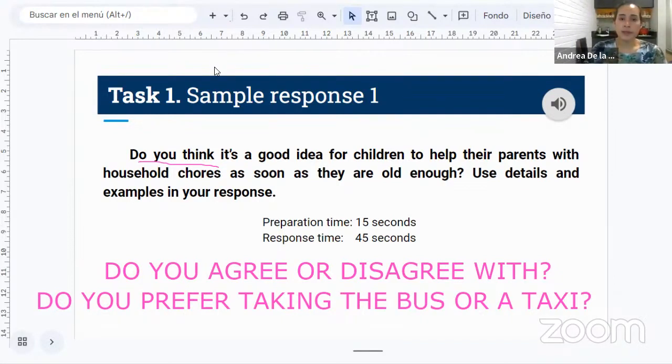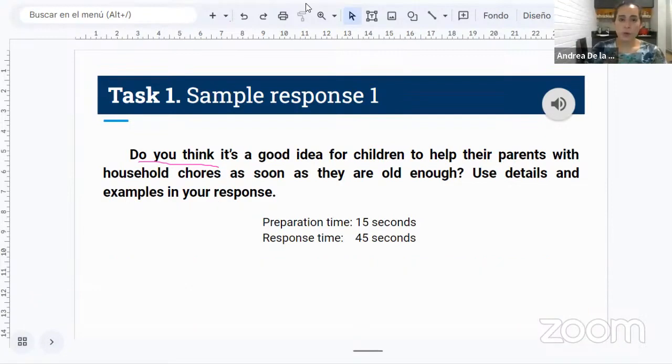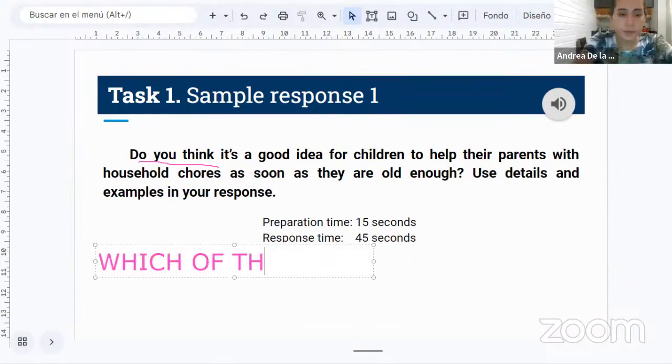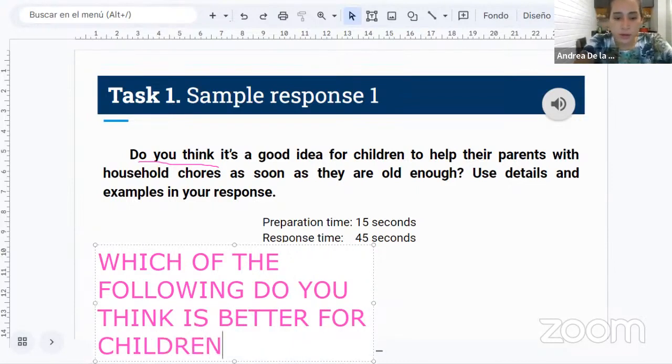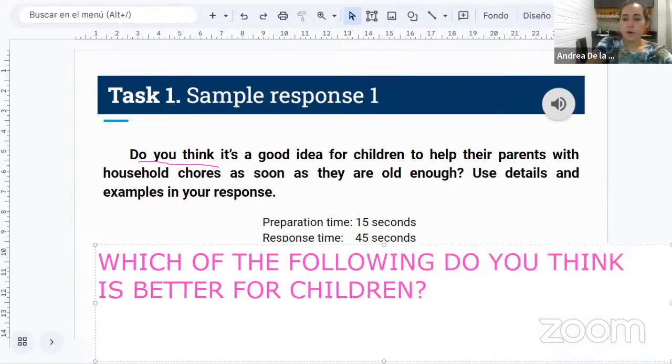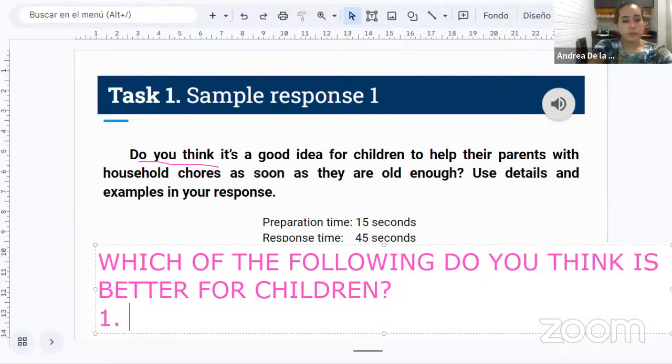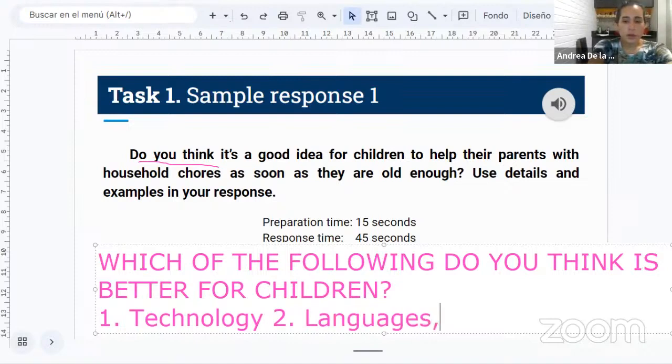Maybe you have something like, I don't know, which of the following do you think is better for children, let's say? And then you have three options. Maybe you have option one, technology. Option two, learning languages. Or option three, practicing sports. Okay, so do you think it's better for children to learn to use technology, to learn languages, or to practice sports? So in this case, you have three options.